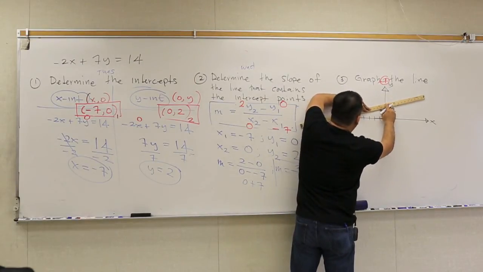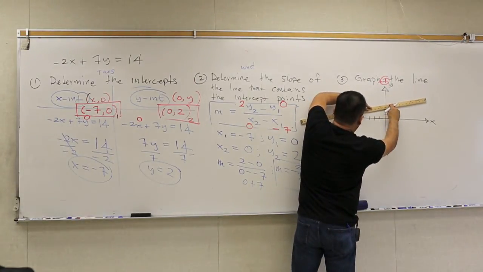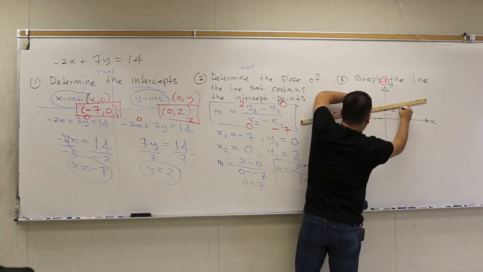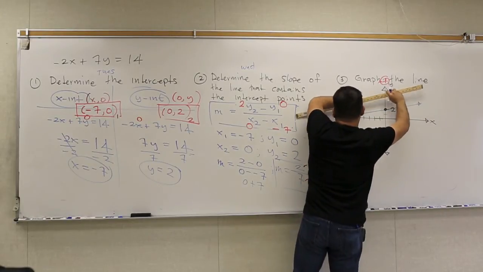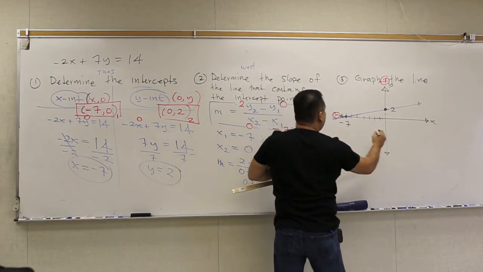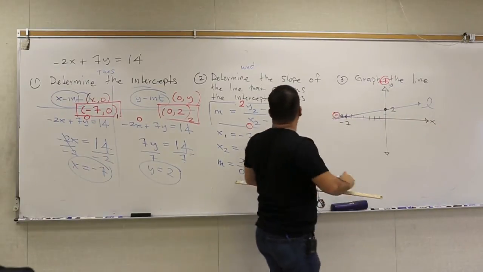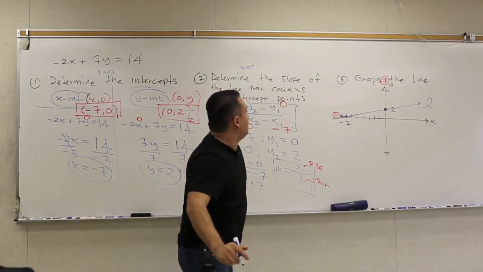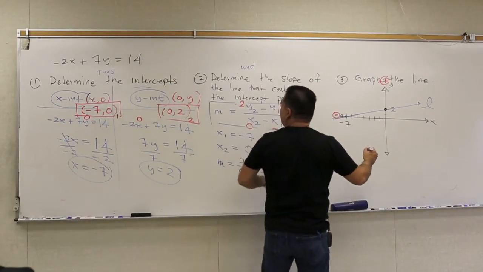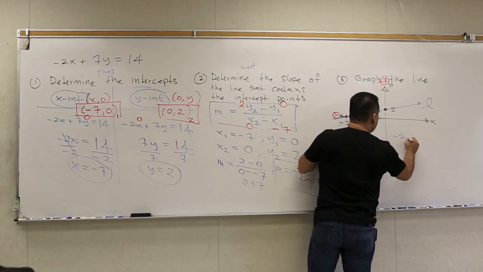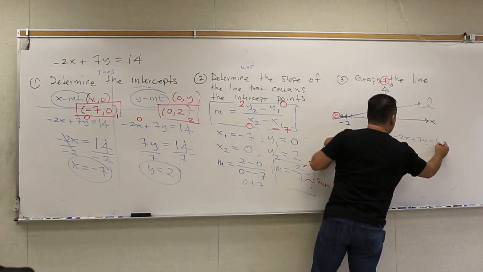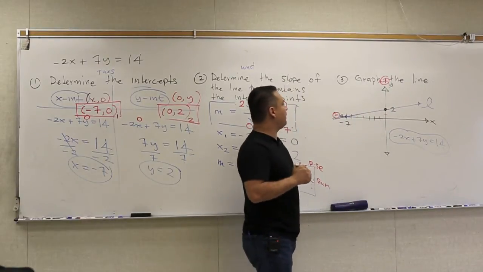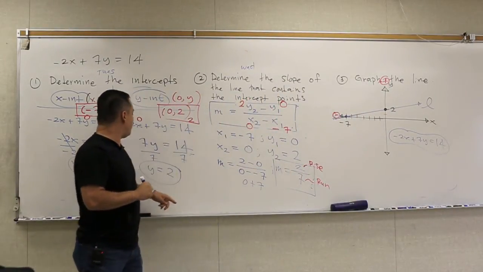So here we go. Let's draw this line. I call this line, it represents solutions to your equation. It's solutions to that negative 2x plus 7y is 14. Solutions to this equation are represented by that line. But let's go back again and look at the slope here.